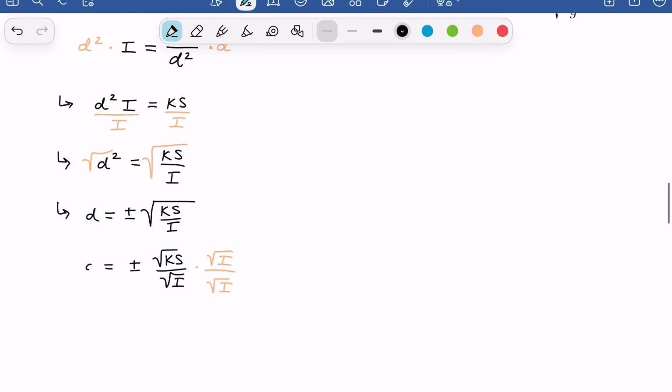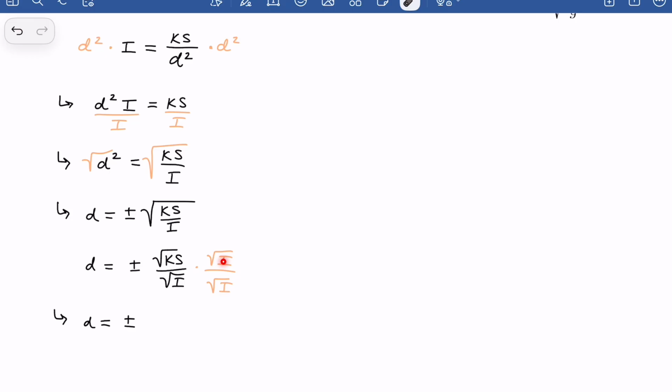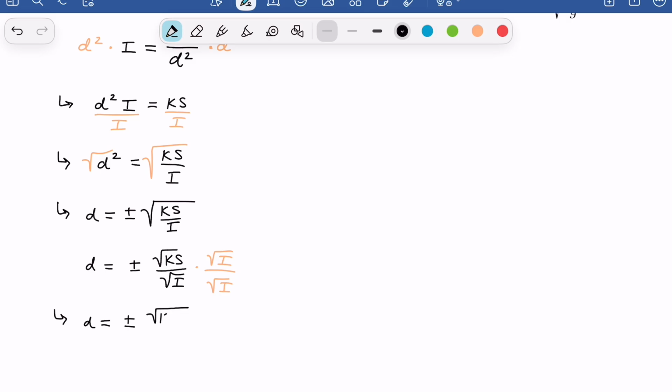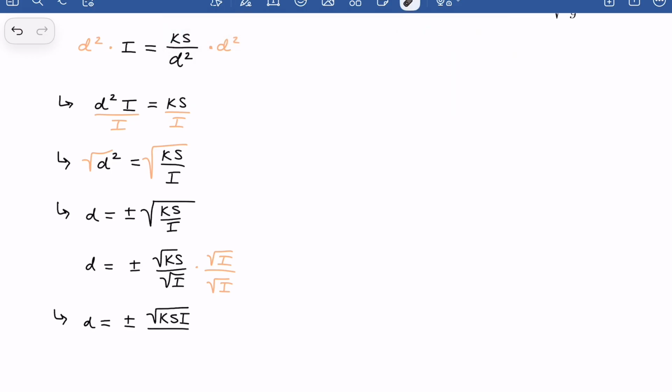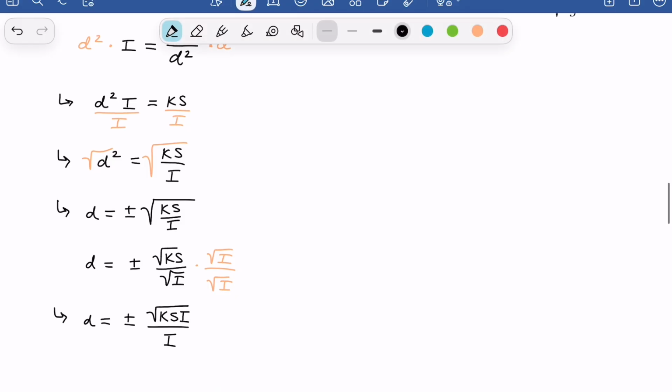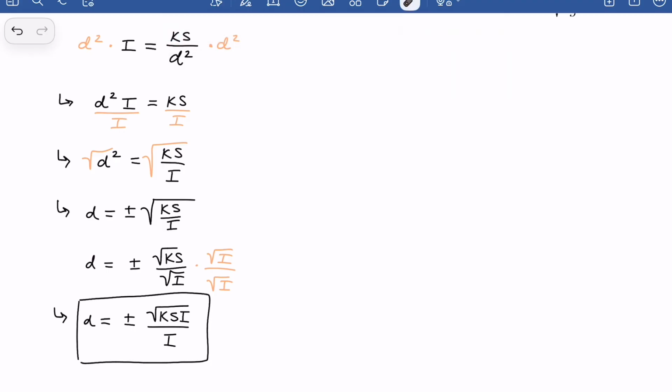Doing so, we still have this plus or minus here, and in the numerator, we're going to have the square root of ks times the square root of I. Since these have the same index, we can put the entire product under one radical. So we're going to have k times s times I in the numerator. Then in the denominator, by the same logic, we're going to end up with the square root of I times I, which is the square root of I squared, which just simplifies to I. Now this would be our final answer because it's fully simplified. We rationalized this denominator here.